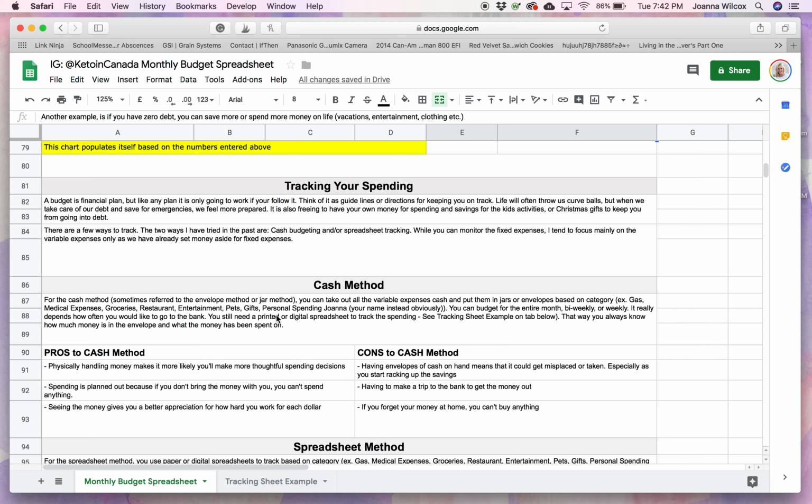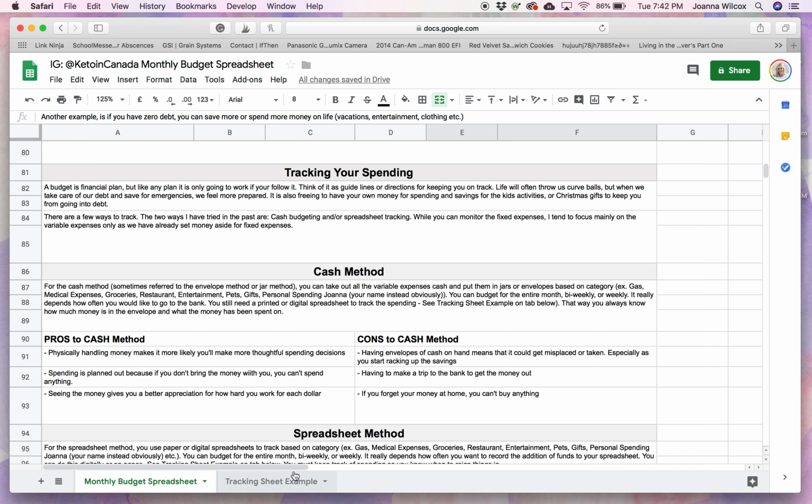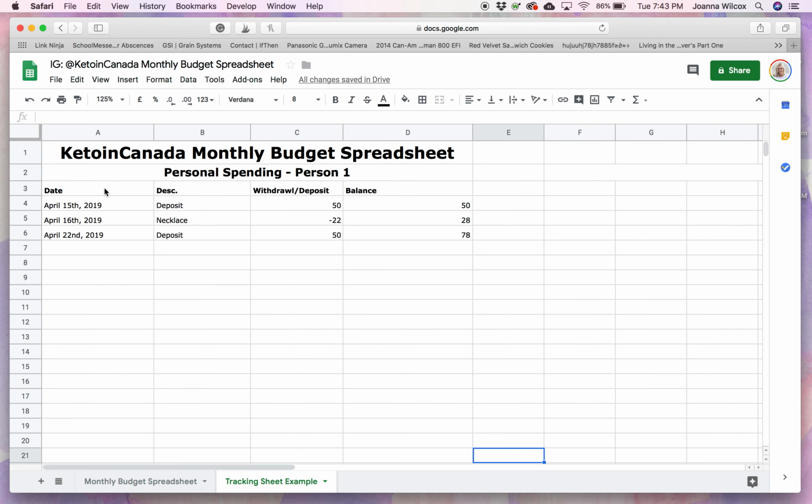You still would need to have a printed spreadsheet, something like this, that's going to show you a date, a description, a withdrawal/deposit, and a balance. So if I was doing this by cash, I would write, April 15th, I deposited $50 and now I've got $50. And then the next day I bought a necklace I didn't need. It cost me $22 and now I only have $28.